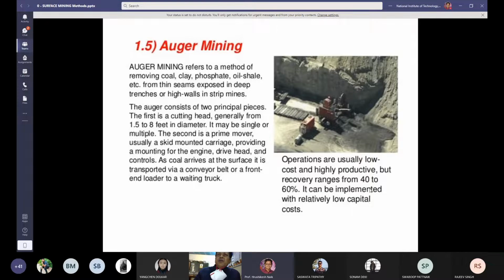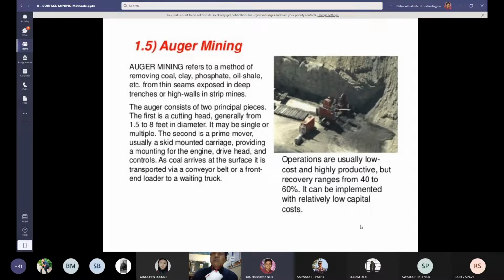But recovery ranges from 40% to 60%. You cannot go for 100% recovery, because if you take out all the coal, the overburden will fall down. So you have to leave some pillars to support the overburden material. Therefore, the percentage of recovery is only 40% to 60%.